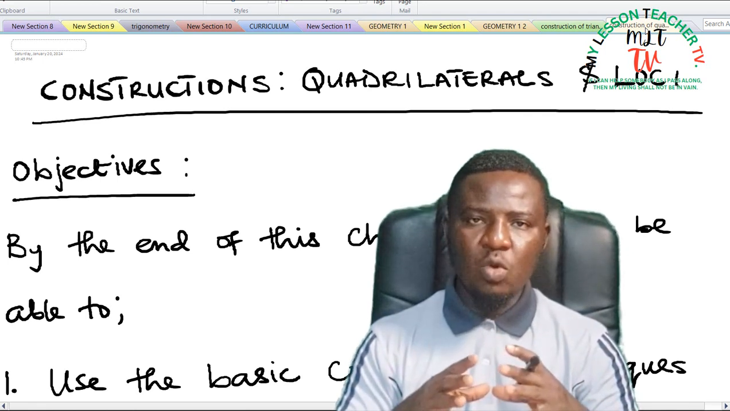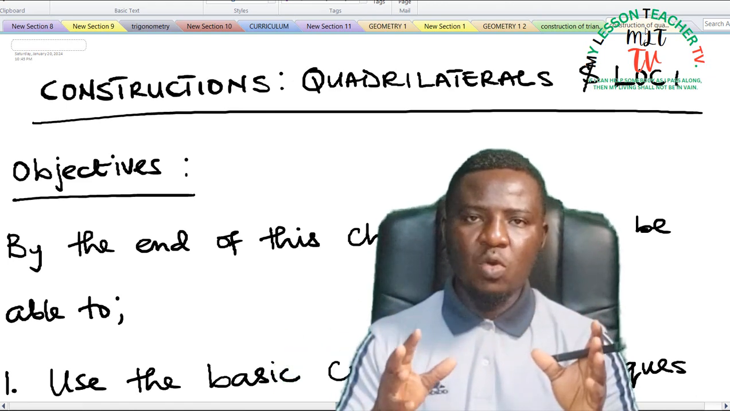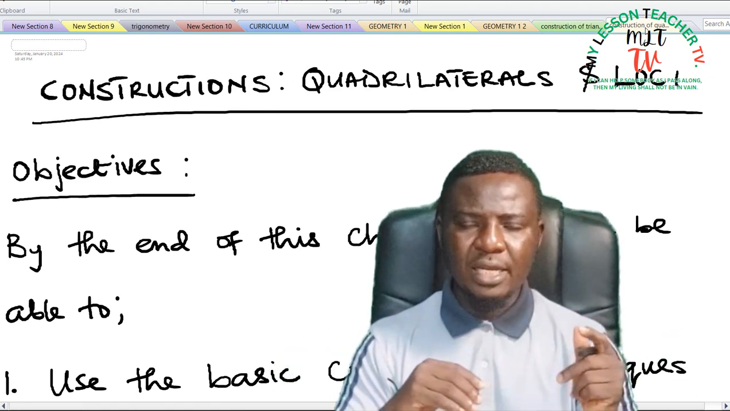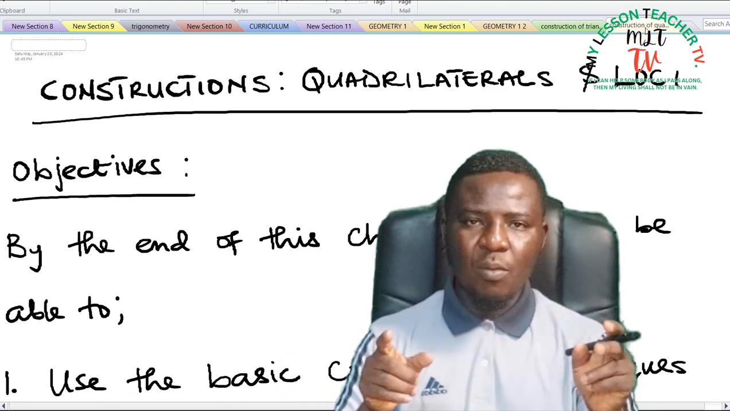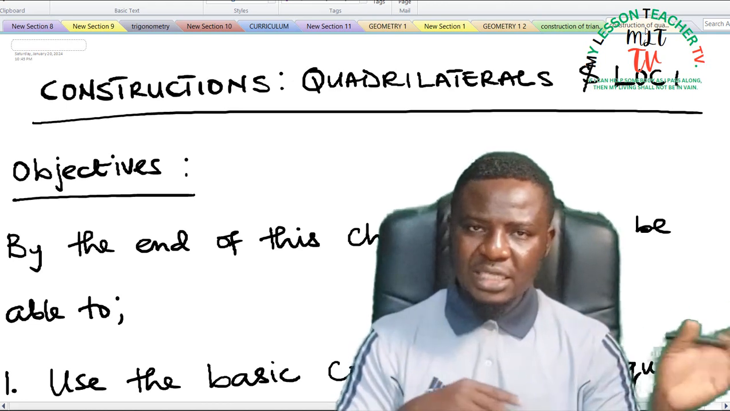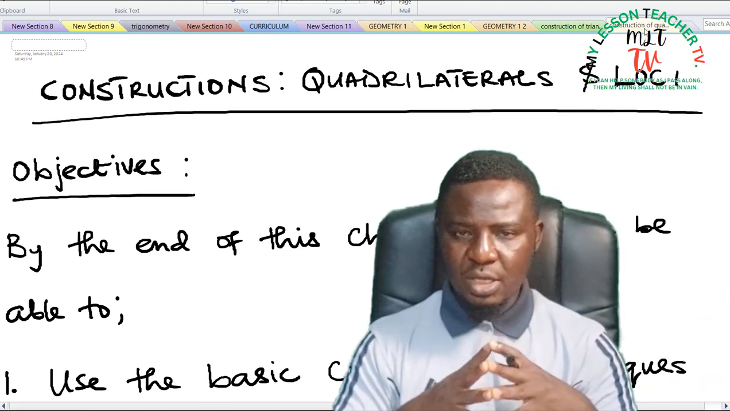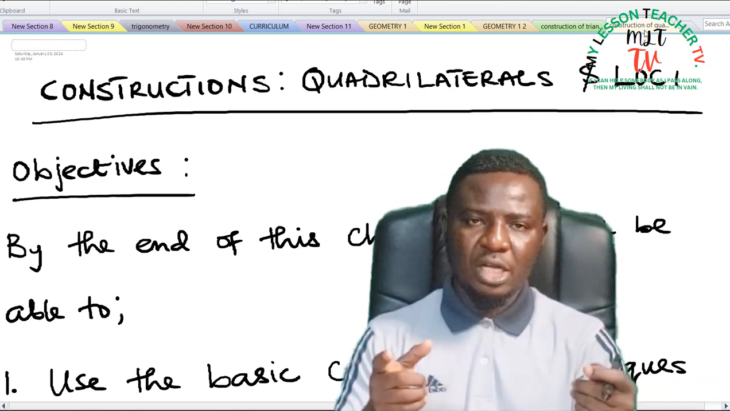In today's class, we shall look at construction of quadrilaterals, after which we shall then look at construction of loci. Loci are said to be points that are equidistant from a center, okay? So we shall look at that in our subsequent classes. But in today's class, we shall look at construction of quadrilaterals.